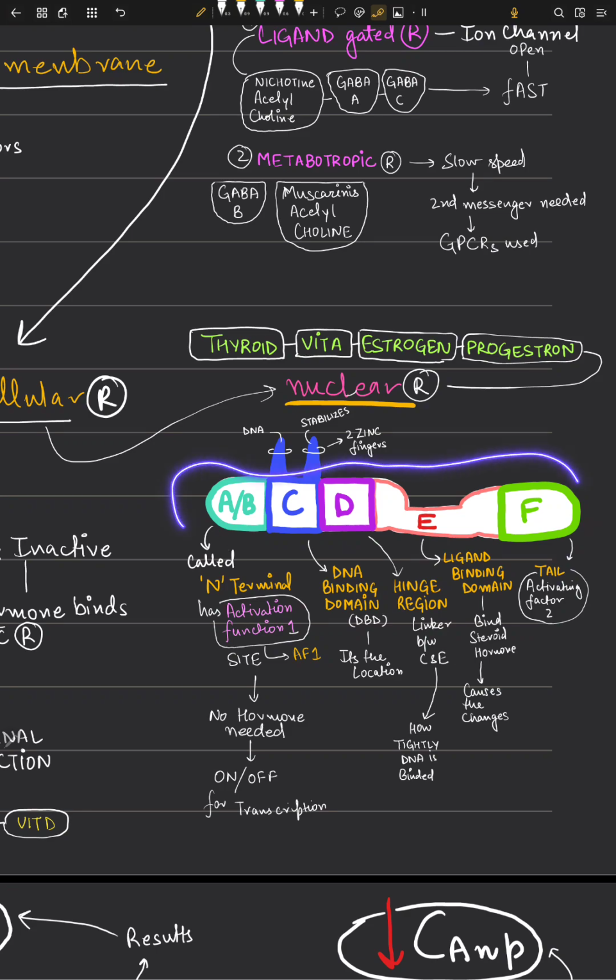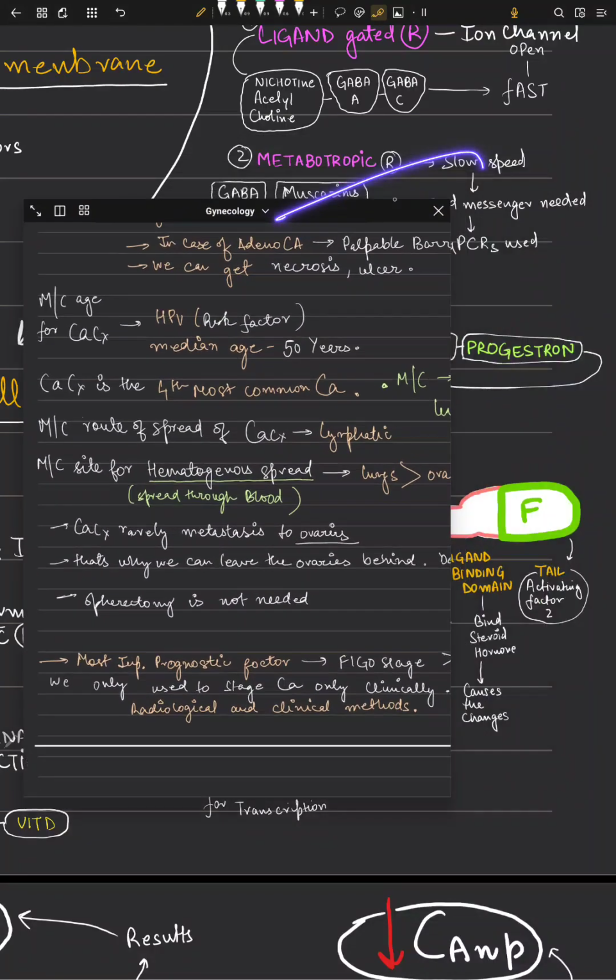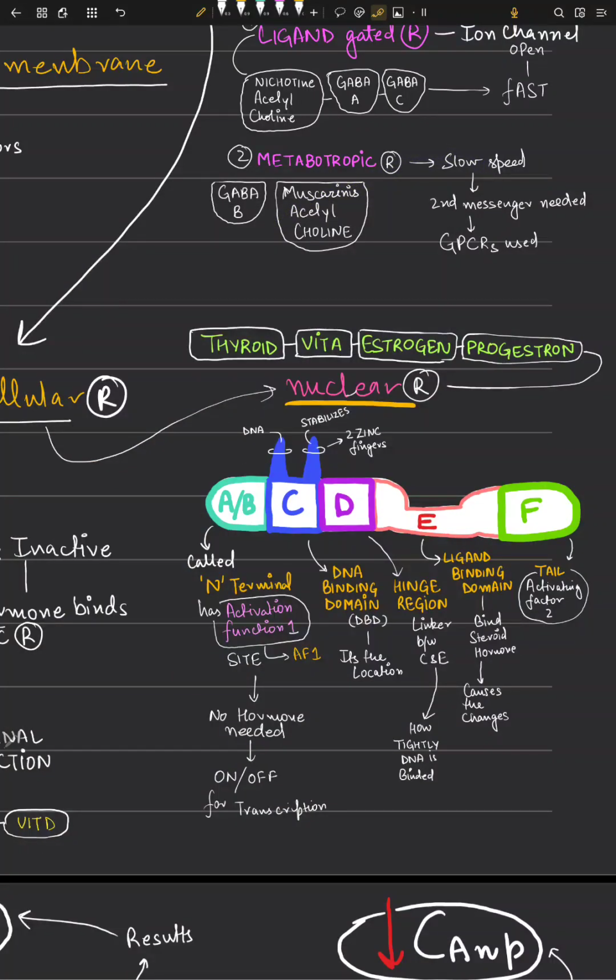Then what happens? Let's try to understand this structure. It's not so difficult a structure. Cool. We have this structure of the nuclear receptor. It has an AB part, and C, D, E, and F. The most important part is E because it's the ligand binding domain. It's where the steroid hormone binds. It causes the change. Cool. AB is called the N terminal. It has activation function 1, a site called the activation function site. We call it AF1. No hormone is needed here. It's an on-off switch for transcription.